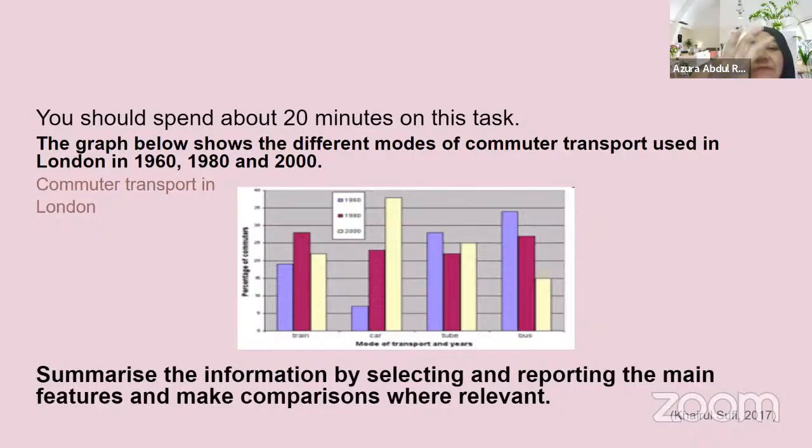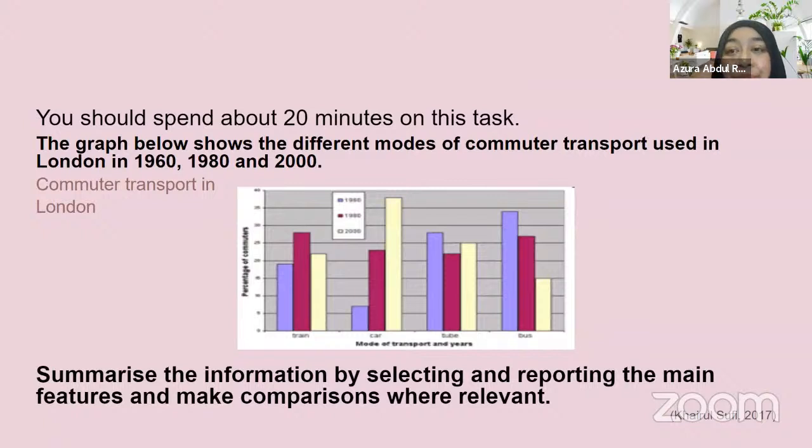Which aspect of this graph stands out to you? Which one stands out to you? Anybody? There's no right or wrong answer because it's up to you. Which one do you think suits you the most? Which one is outstanding to you? Which one stands out to you?